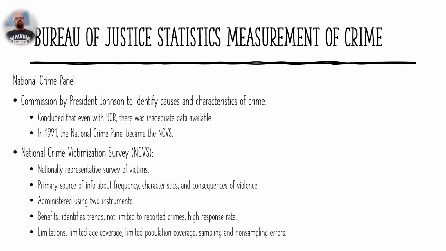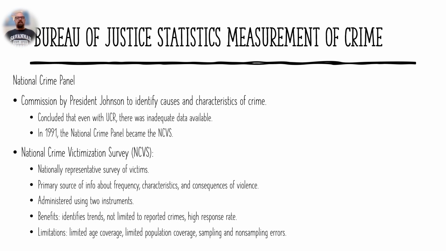So Lyndon Johnson figured, hey, you have these limitations with the UCR. It's not giving us all of the information we need to adequately address the problems with crime through policy. We really need to hear more from the victims, because remember, one of the major limitations to the UCR is that it's only as good as what's reported to the police. So in an effort to capture these dark figures of crime, the National Crime Panel was put together.